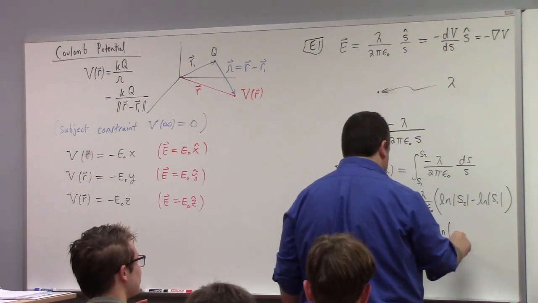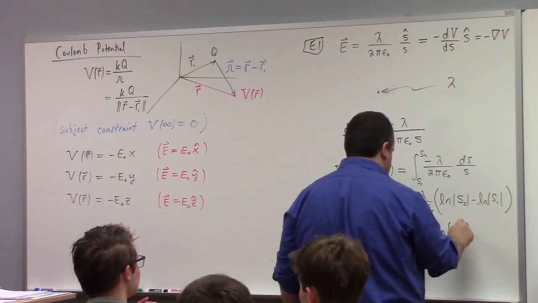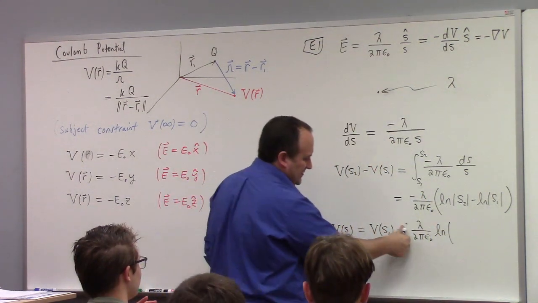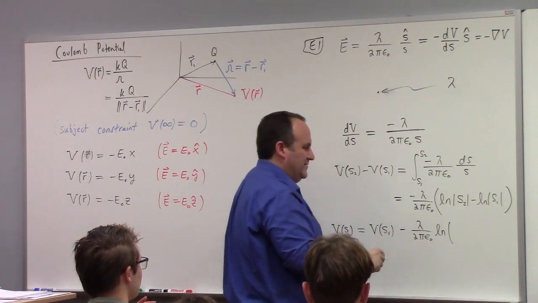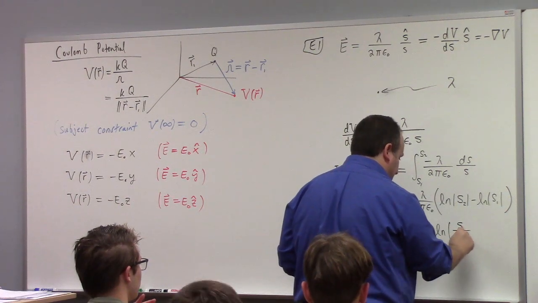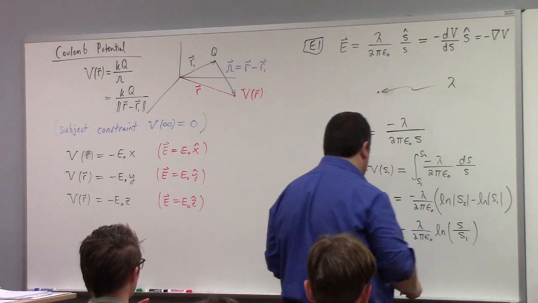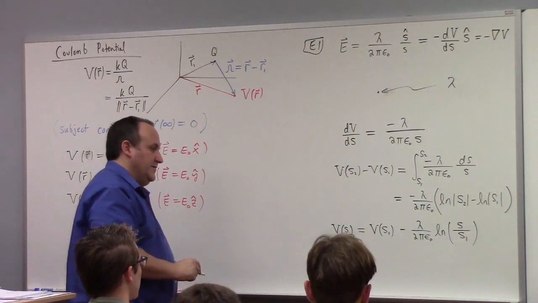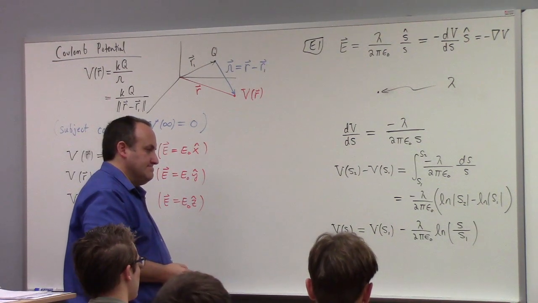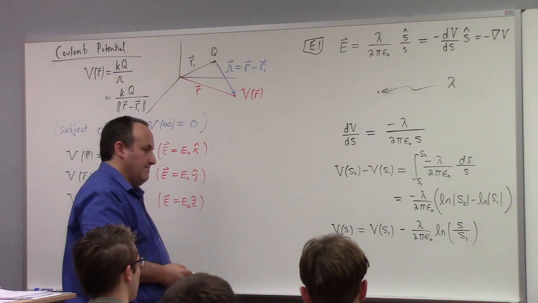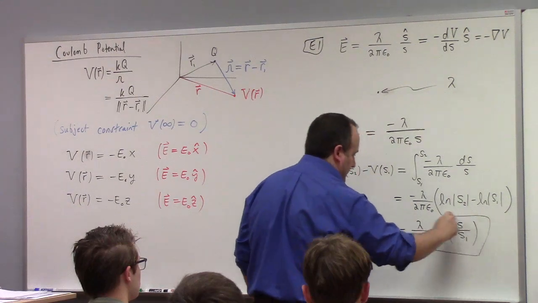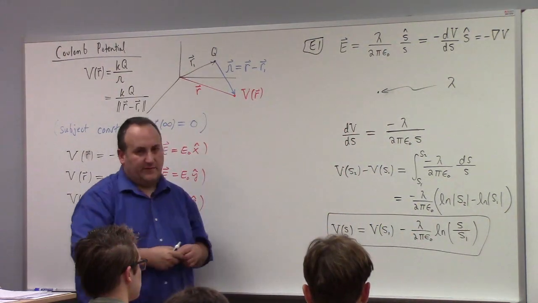All right, so natural log of... do you guys want me to leave the minus or not? I'm going to leave the minus. I'm sorry, I really, seriously cannot think at this temperature. S divided by S1. Anyway, this is how the voltage would work out for the line charge, something like this. It ends up involving the natural log.